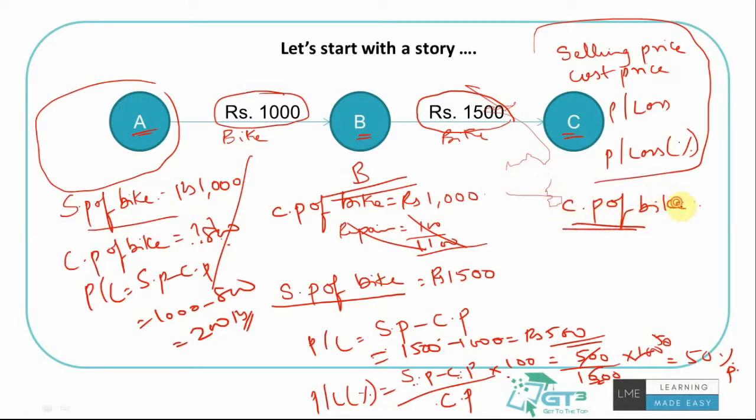Right? So that's ₹1,500. What's the selling price? No, the story is not complete. So I can't answer this for C. So hence I can't answer the profit and loss also for C. I can only answer from this story the profit and loss, selling price and cost price of B. That's the information we have, right?